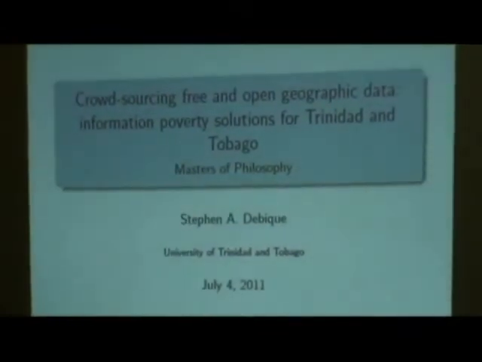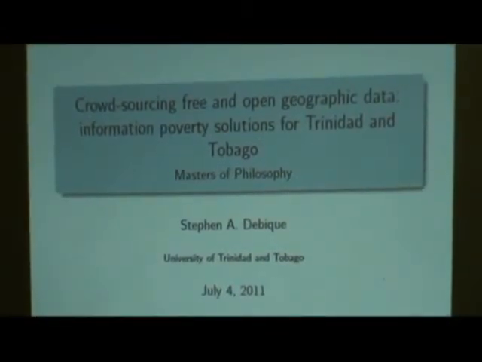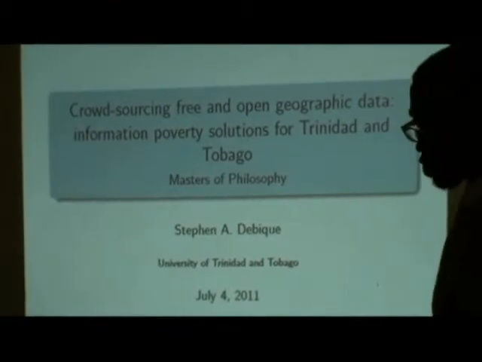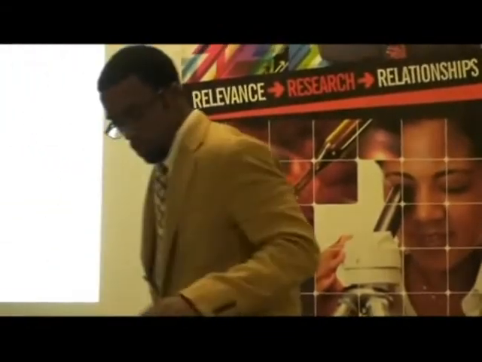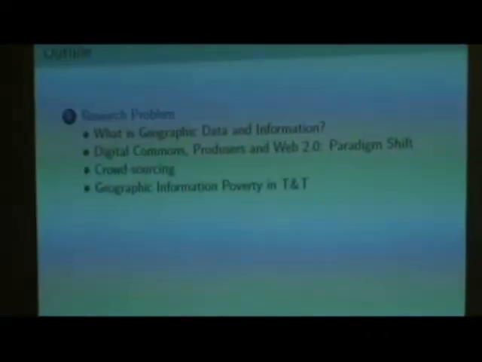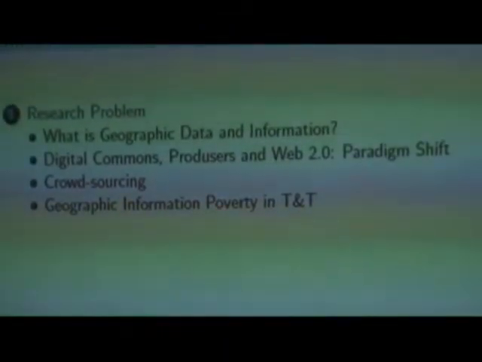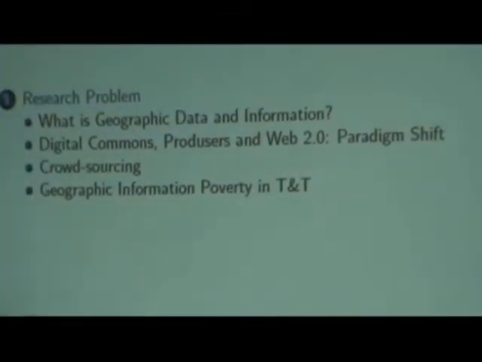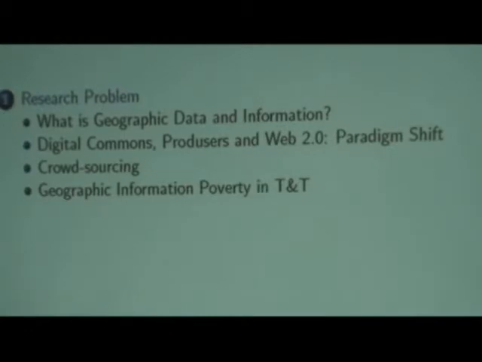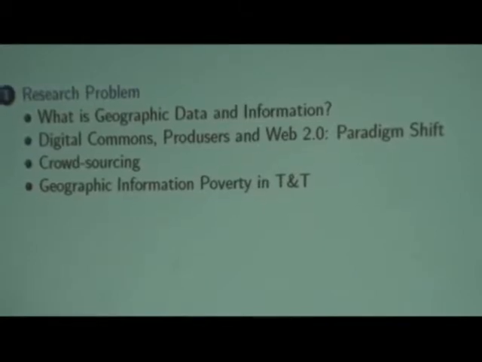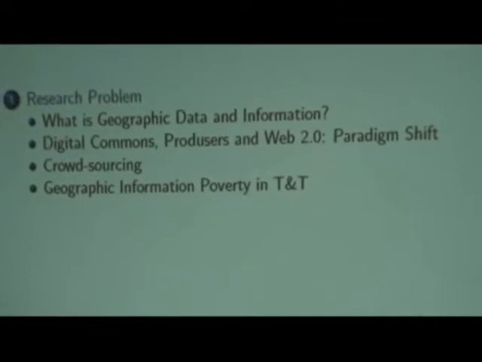I've just completed my literature review on this project, so that's what I'll be going through today, basically what the research problem is. And in talking about the research problem, I'll go over what is geographic data and information, the digital commons, prosumers, Web 2.0, and the paradigm shift that actually encompasses these 3 things: crowdsourcing, and geographic information poverty in Trinidad and Tobago, and what that exactly means.